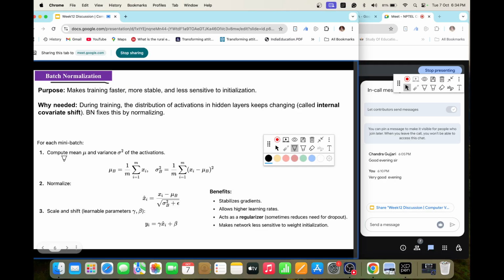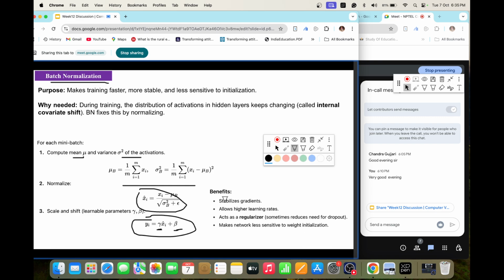So how do we do batch normalization? We first compute the mean and variance, then we normalize, and then we do shifting by yi = gamma xi + beta. But keep in mind that gamma and beta are learnable parameters. These are not random parameters; we learn them in the neural network. So that is the concept of batch normalization.